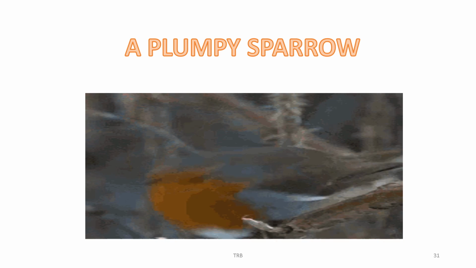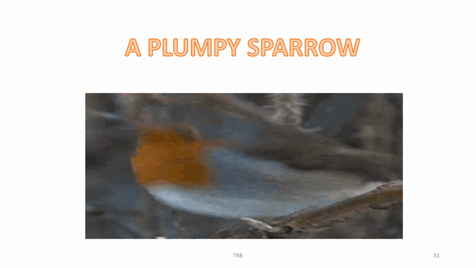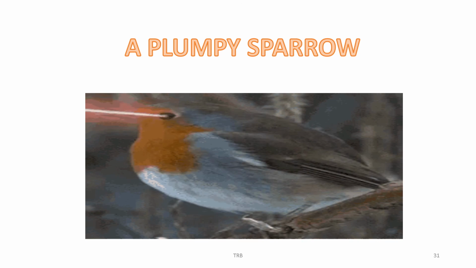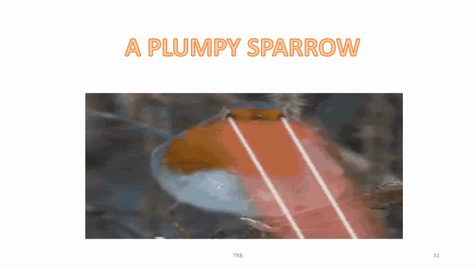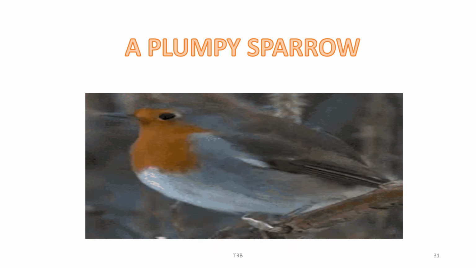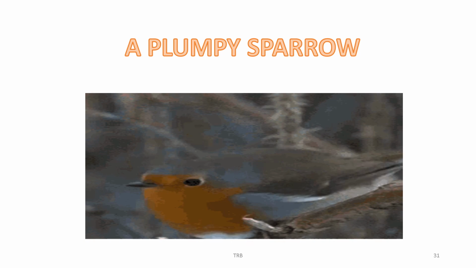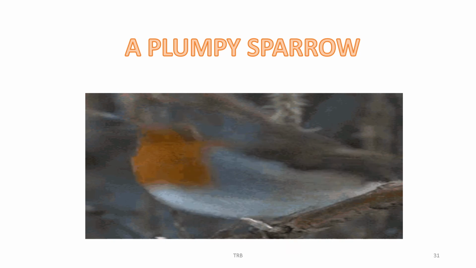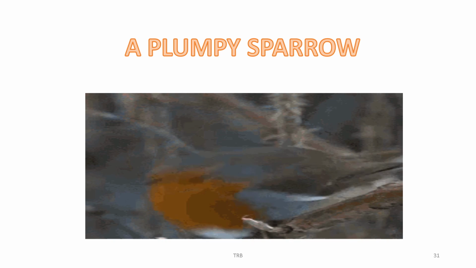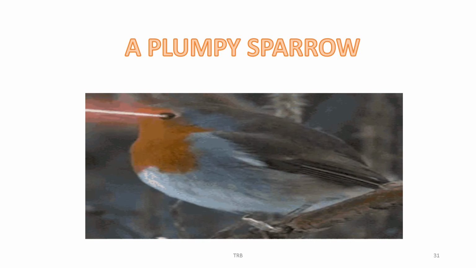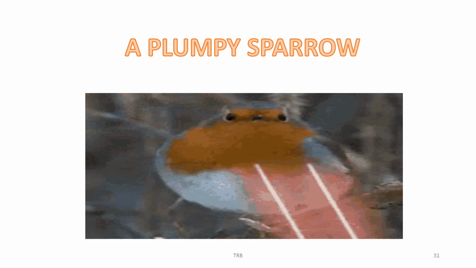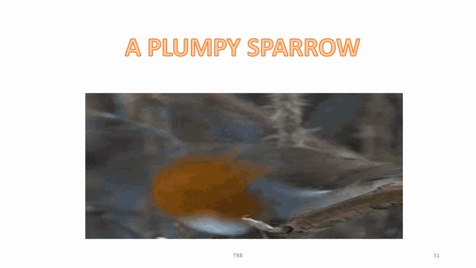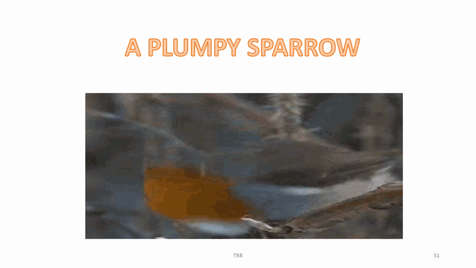A plumpy sparrow. We use plumpy instead of fat. When we listen to the word fat, we feel somewhat uncomfortable, isn't it? So, a plumpy sparrow. We can only say a sparrow, but when we say plumpy, it is describing the sparrow. It is telling us something more about the sparrow, how it is. So, plumpy is the describing word.